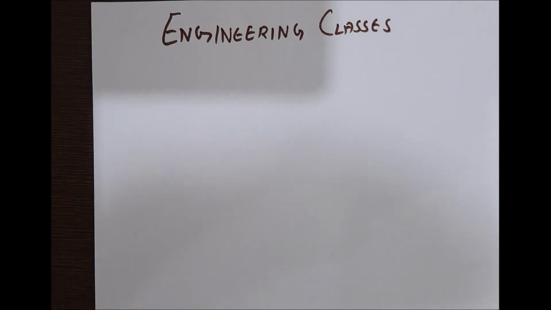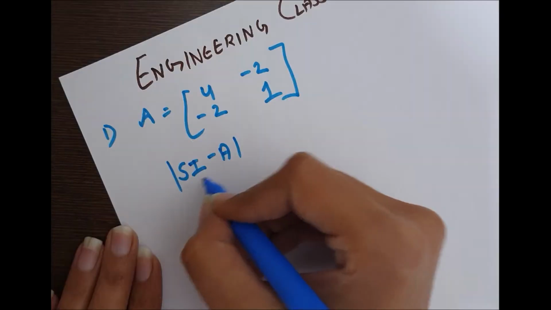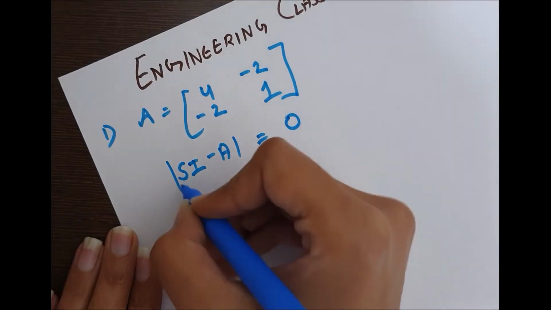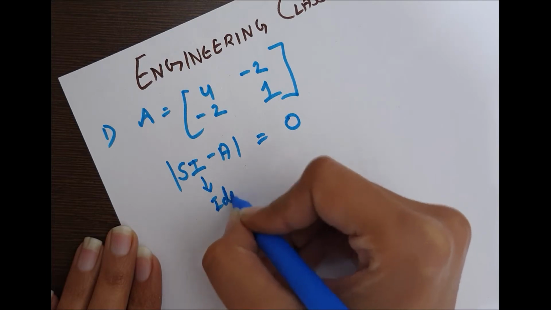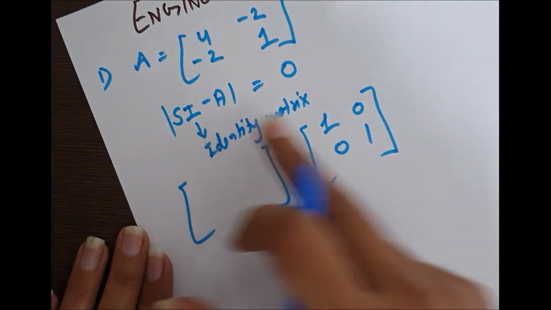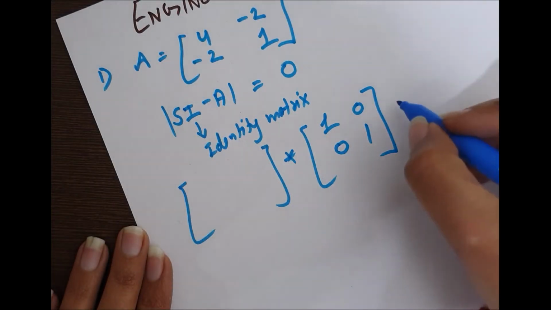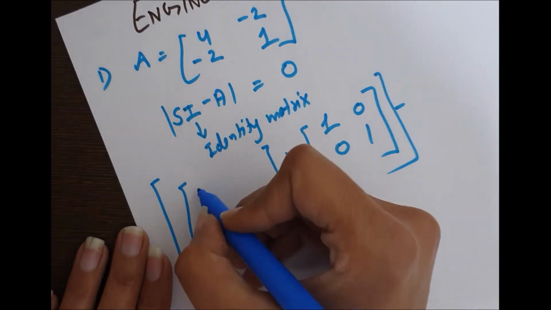Today we will learn about eigenvalues and eigenvectors. |sI minus A| is equal to 0, in which I is the identity matrix. This is a 2 by 2 matrix, so we will take the identity matrix in 2 by 2 form. We will write s in matrix form.